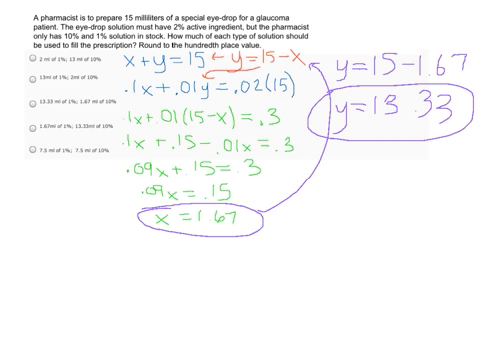Now, we need to make sure that we know what x and y are representing. So if we look back at this second equation that we wrote, we had x matched up with 0.1, and that 0.1 represents the 10% solution. And our y was multiplied by 0.01, so that must represent the 1% solution. So the correct answer would be C.